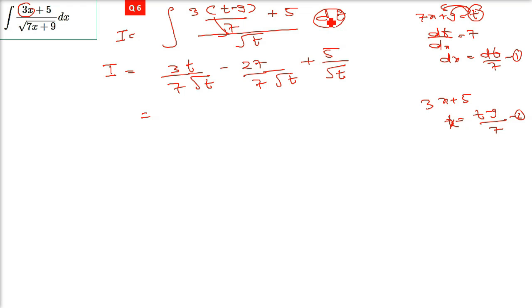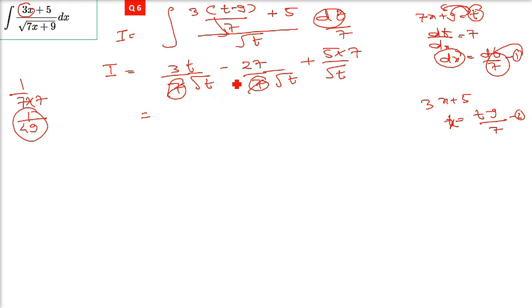So dx was dt by 7. So 7 was already there in the denominator. I am suggesting you to take 7 from the denominator again. So once we take this 1 by 7 and 1 by 7, this will make 1 by 49. 7 sevens are 49. Okay, we are keeping it in a, say, bag. I will pull it out whenever we want.